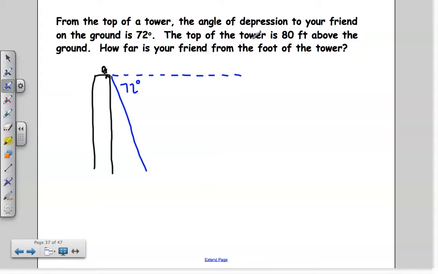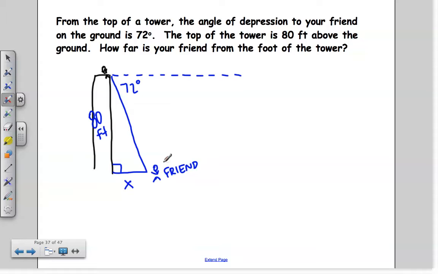We also know the top of the tower is 80 feet above the ground. So the tower is basically 80 feet high. Oh, and you're looking at the angle of depression to your friend on the ground. So your friend is down here. Question is, how far is your friend from the foot of the tower? Well, your friend is this distance, whatever it is, from the foot of the tower. We're assuming we have a right angle with the foot of the tower there.